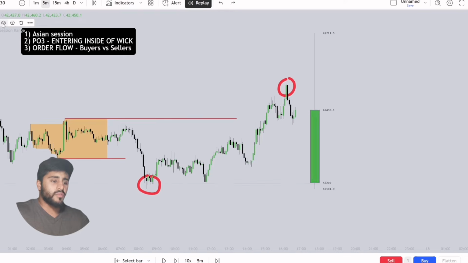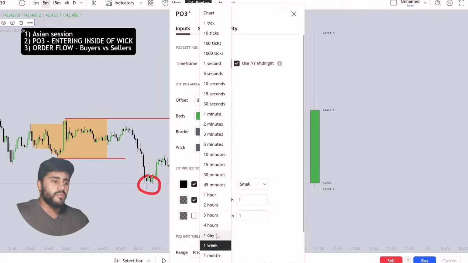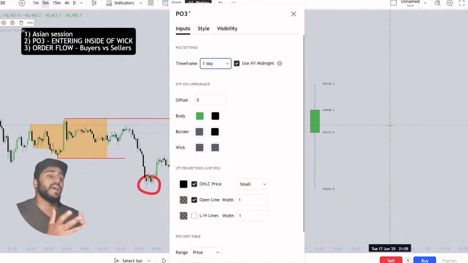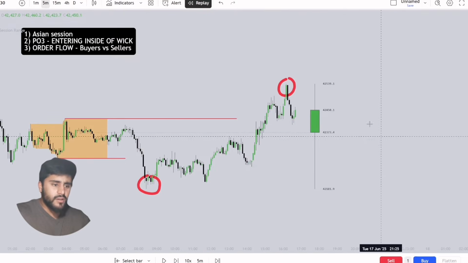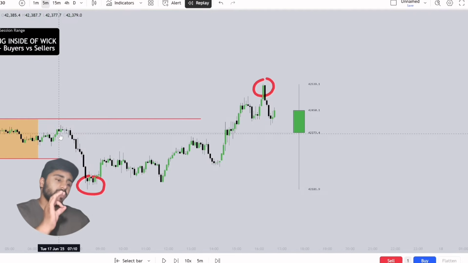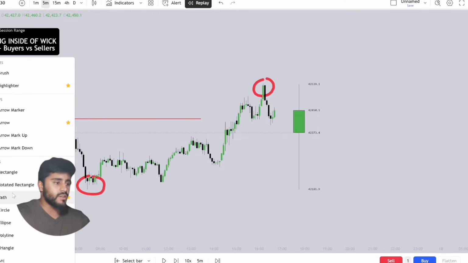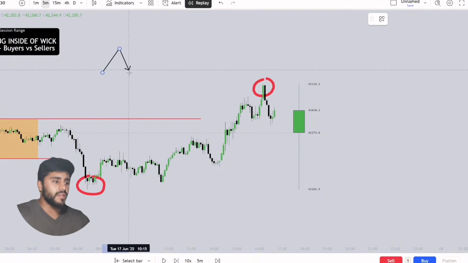This leads on very nicely to step number 2, which is the power of 3. I always use the weekly, daily, and the 4-hour power of 3. Let's start over here with the daily power of 3. What we can see is price taking out the Asian low and Asian high. And just quickly, one more point about Asia: Asia simply accumulates liquidity like this.